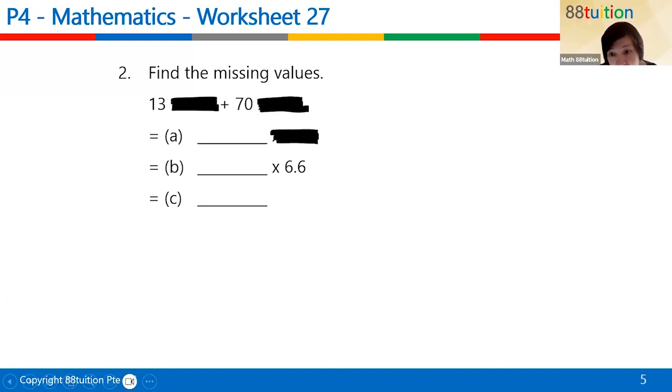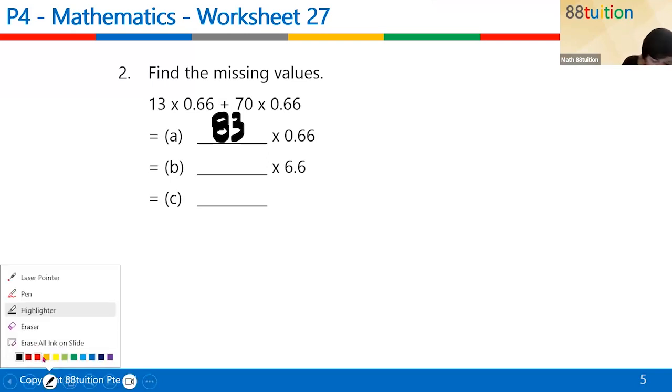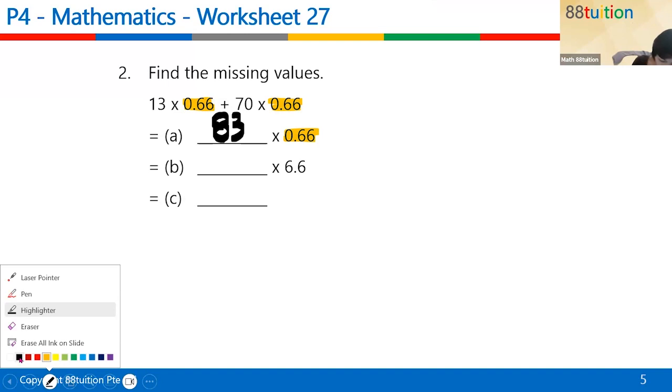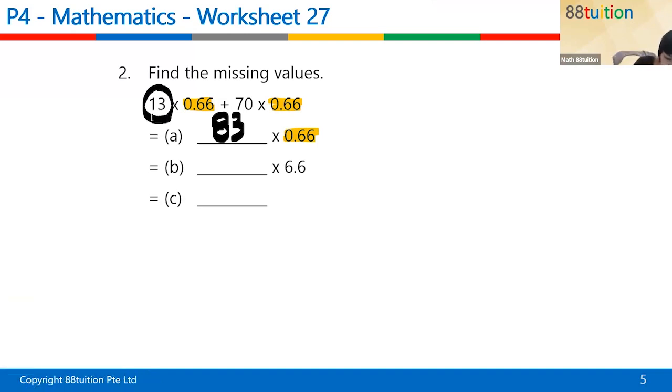Any idea? What is 13 plus 70? 83. Yes, 83. So I'm going to put here 83 groups of... I'm going to open up, because all are the same. So now I want to open it and then shade it in 0.66, 0.66. All I need to do is to add this plus this, that gives you 83.